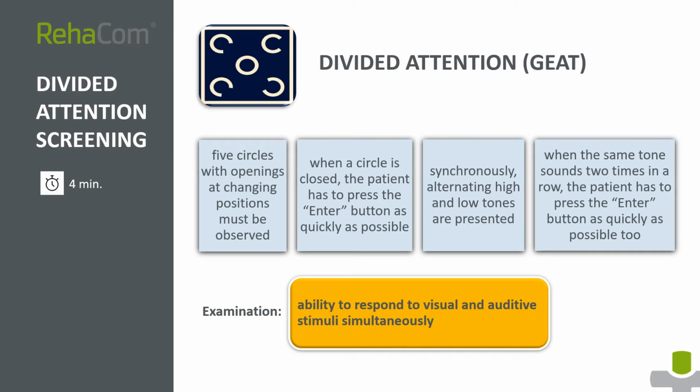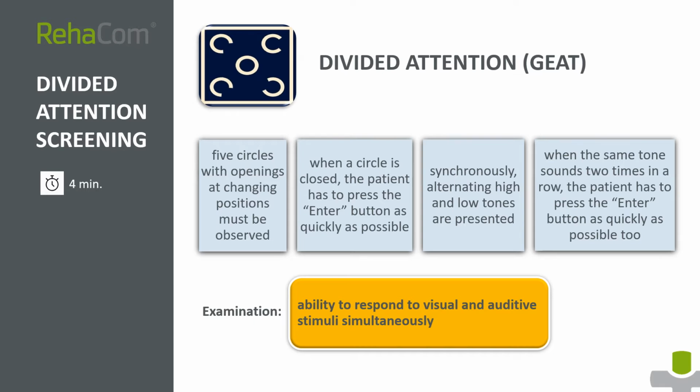Five circles with openings at changing positions must be observed. When a circle is closed, the patient has to press the Enter button as quickly as possible. Synchronously, alternating high and low tones are presented. When the same tone sounds two times in a row, the patient has to press the Enter button as quickly as possible too. Accordingly, two z-values are calculated.